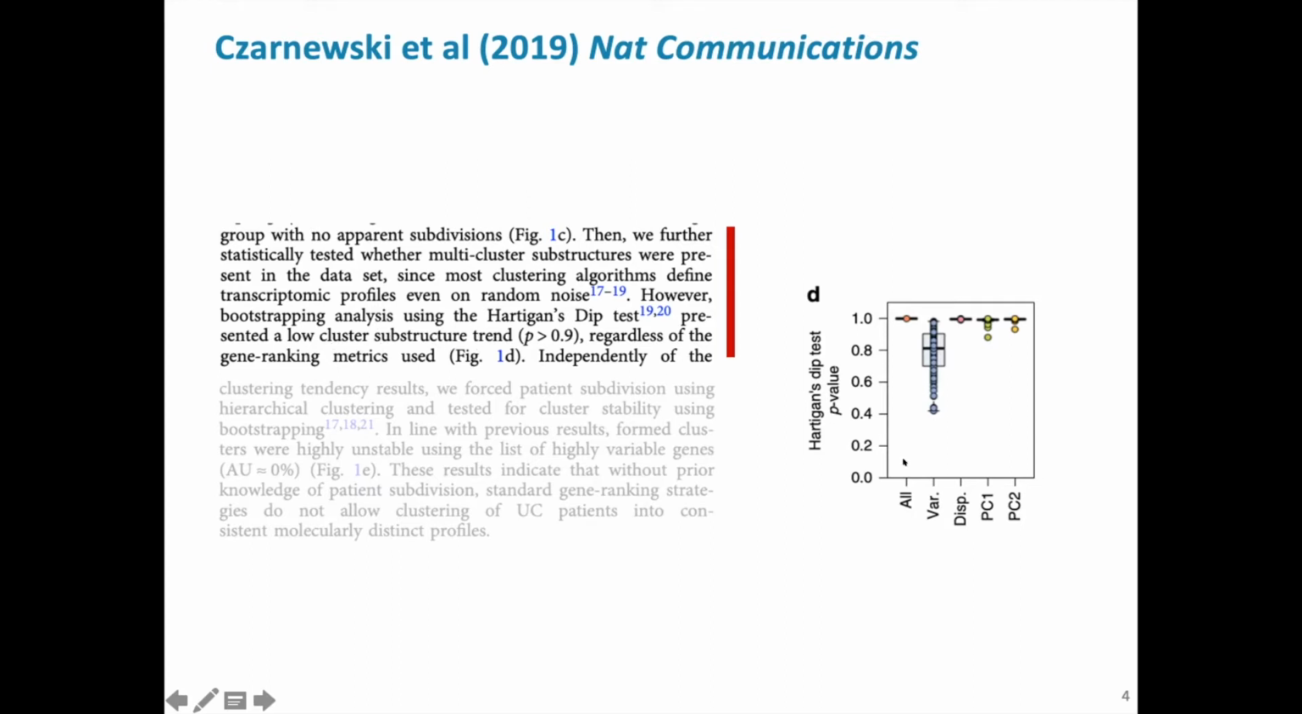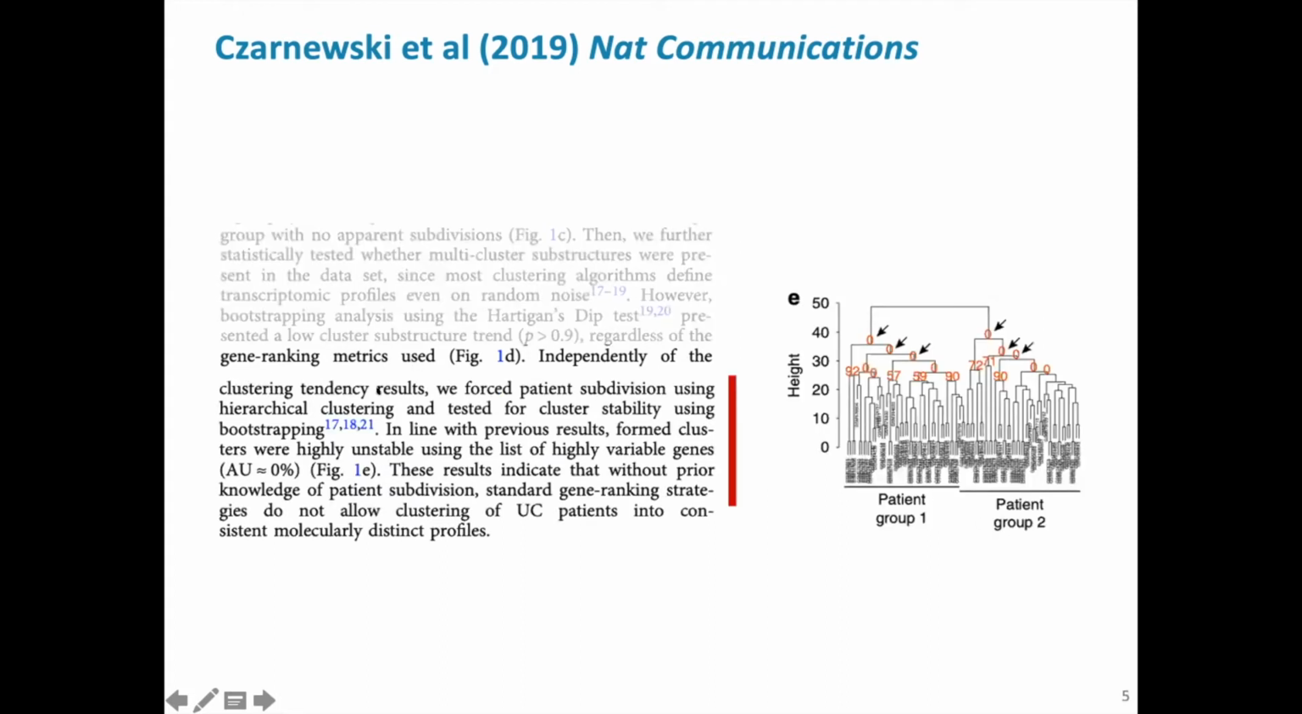The gene ranking matrix either uses all genes, or all the variable genes that we saw yesterday using dispersion, which we saw this morning in DESeq is the coefficient of variation, or the genes that are more important for principal component 1, which now you know how to get, and also principal component 2.